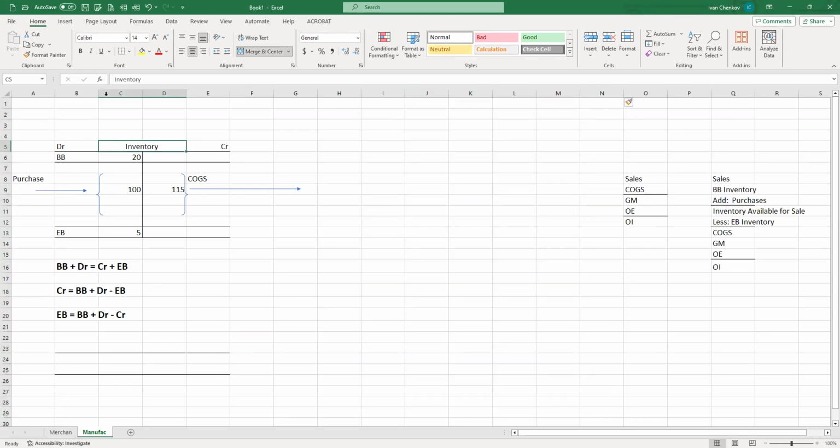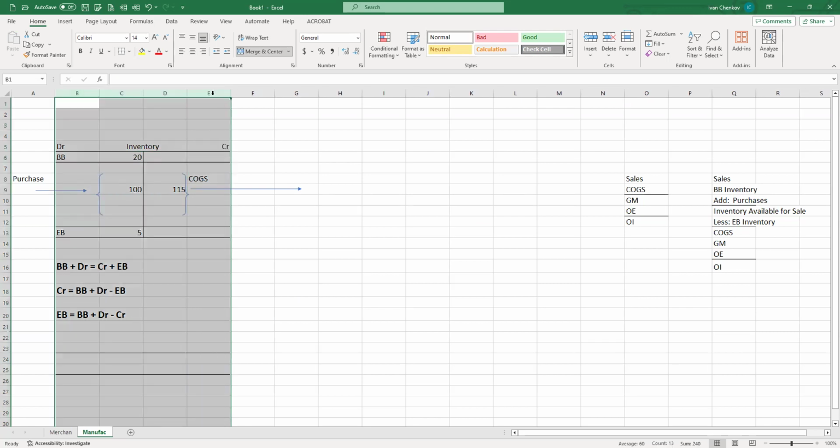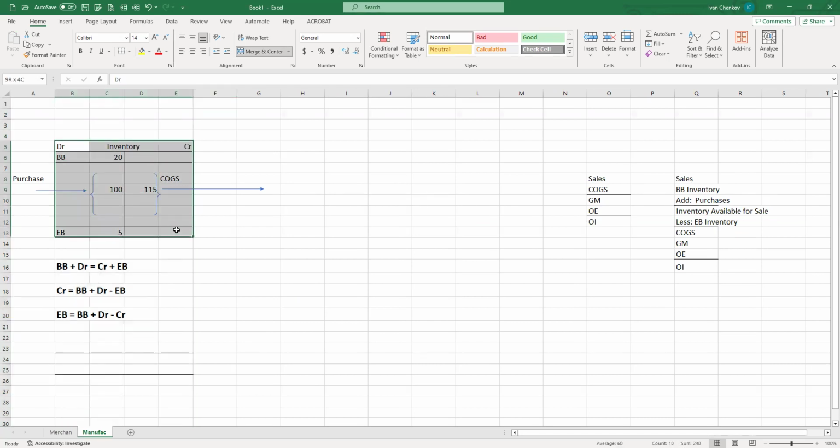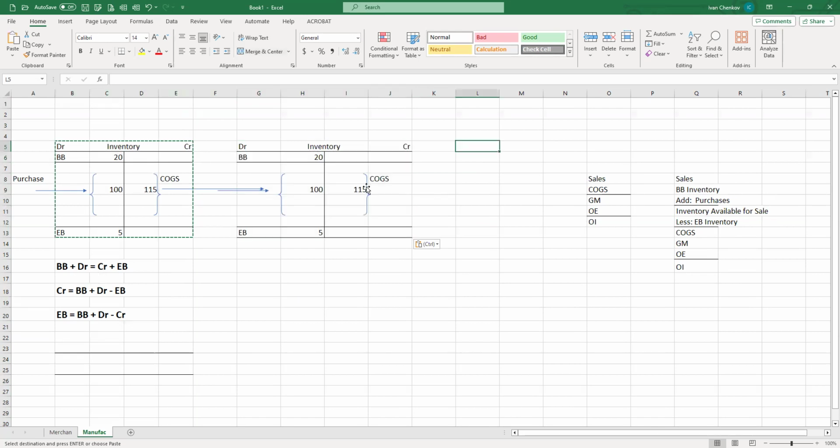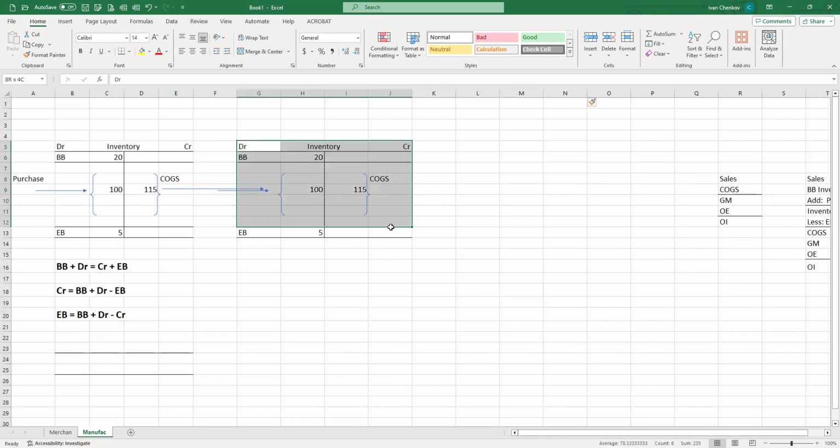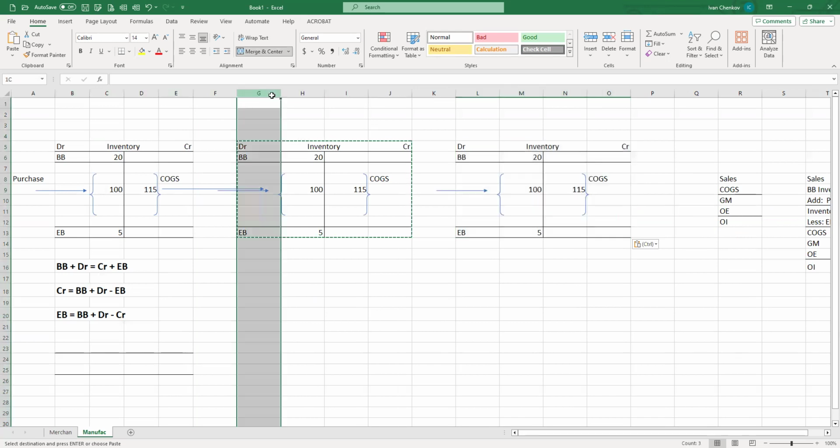So in a manufacturing company, what we said is we have 3 inventory accounts. That's the tricky part here. We have 3 inventory accounts, so we have to make this one a little bit smaller and copy it 3 times. Now I need some space on this side. Here we go. Now we have it 3 times.